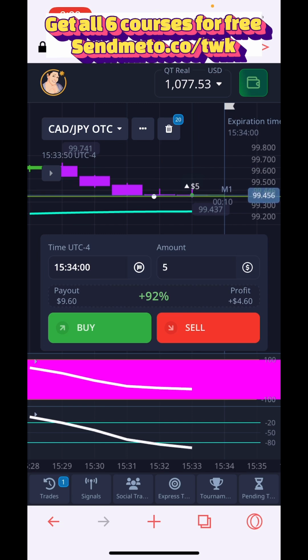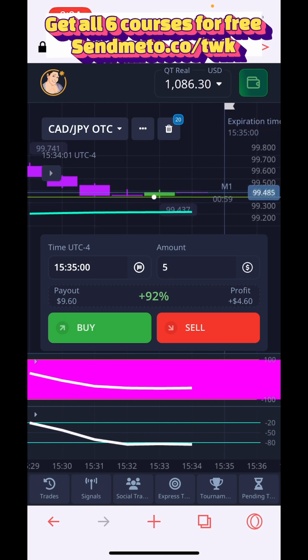So hopefully this pulls up a little bit so we can get our win. We have 8 seconds left. 4, 3, 2, and we won. All right, it's really as simple as that.